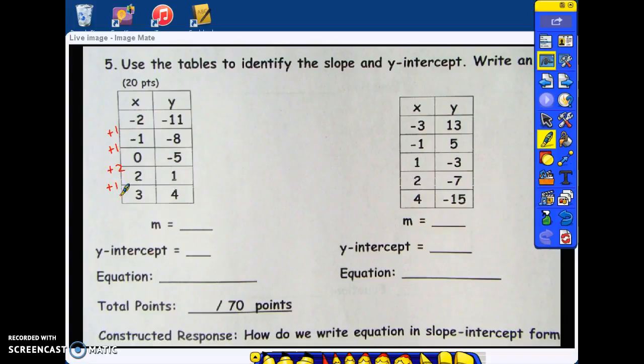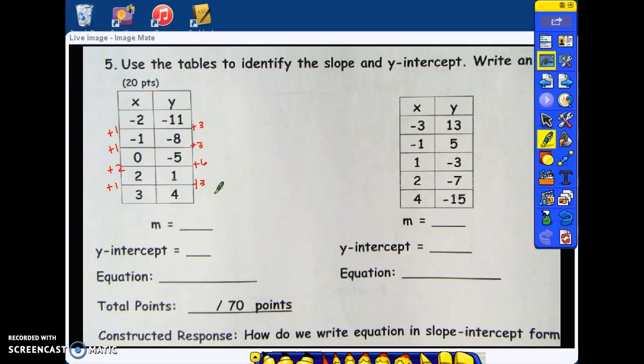Do the same thing to the y's. To get from negative 11 to negative 8, I add 3. Negative 8 to negative 5, I add 3. To get from negative 5 to 1, I add 6. And to get from 1 to 4, I add 3.